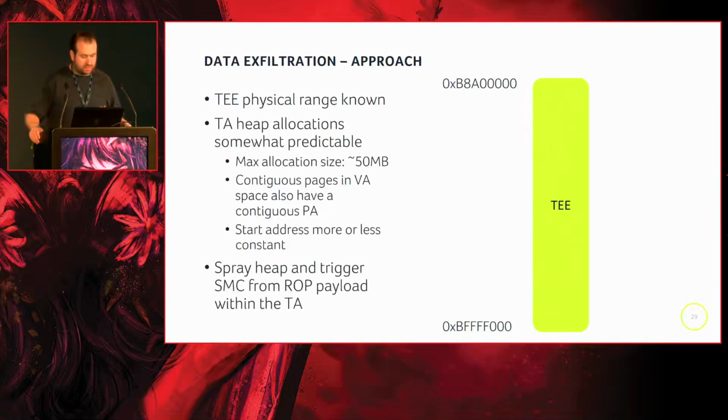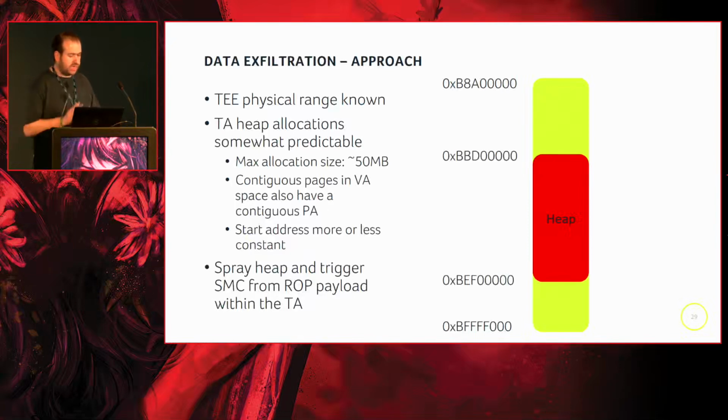So what we thought was, let's spray the heap, let's put thousands of copies of this structure and execute this SMC from a ROP payload that runs in a compromised DA that has the SMC permission. So once we do a big allocation, this is what's going to happen. We will allocate something on the heap, and these are the start and end address, plus or minus a few kilobytes, of the allocated heap structure on the heap.